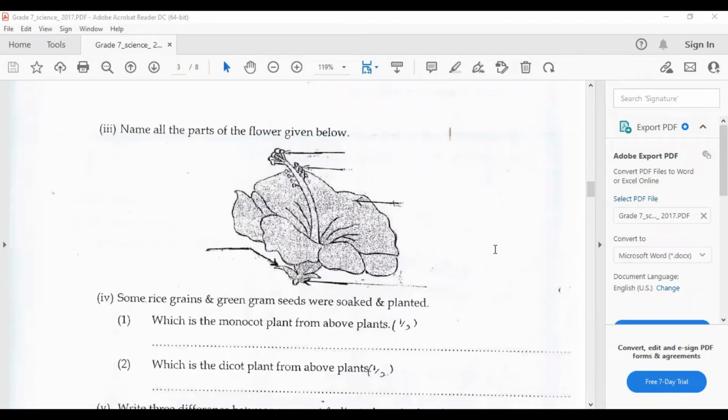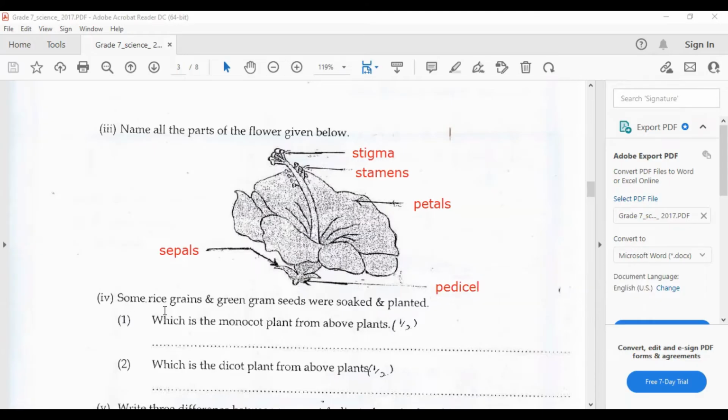Problem number 3. Name all the parts of the flower given below. This one is stigma, stamens, petals, sepals, pedicel.